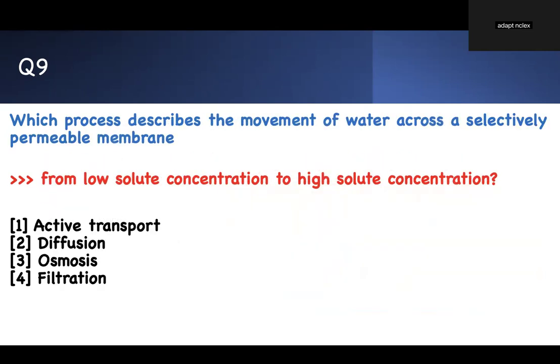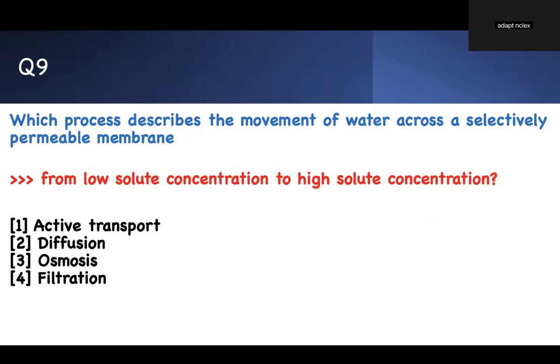2 more. Which process describes the movement of water across a selectively permeable membrane? It's a process. Water across a selectively permeable membrane. To membranes that can go through it, right? And water crosses it from low solute concentration to high solute concentration. Active transport, diffusion, osmosis, and filtration. 9 out of 9. I know you got it. The idea is water across a selectively permeable membrane from low solute concentration to high solute concentration.